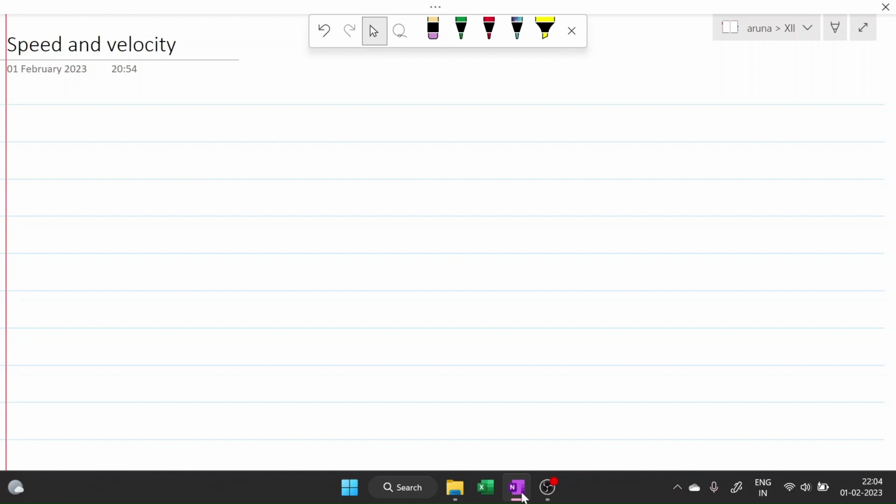Today's topic is speed and velocity. So we'll just quickly understand the definitions and the difference, and then go for questions.